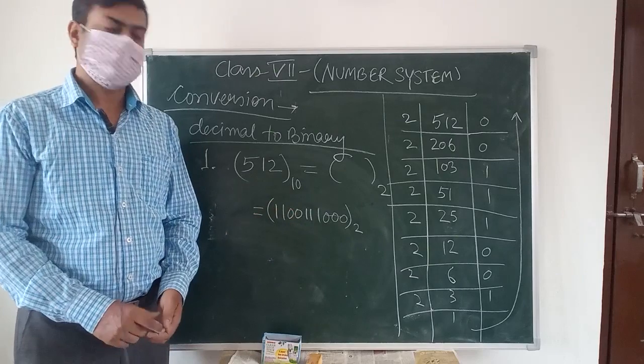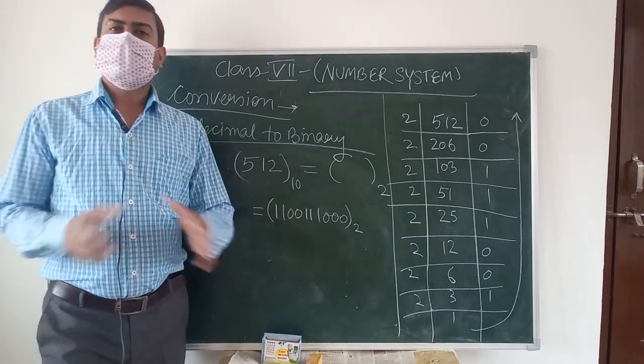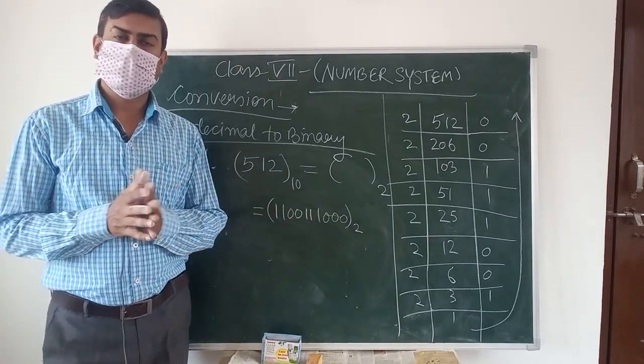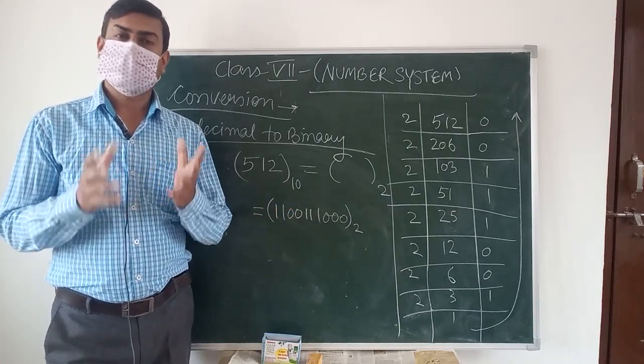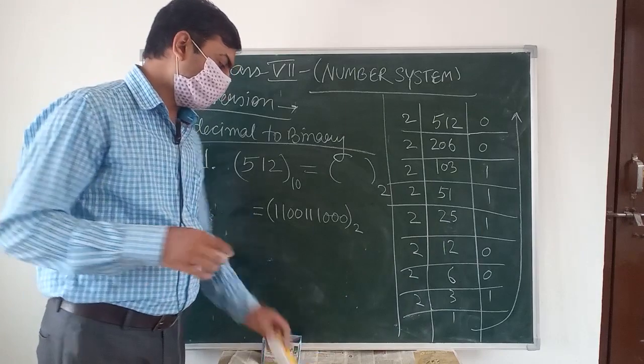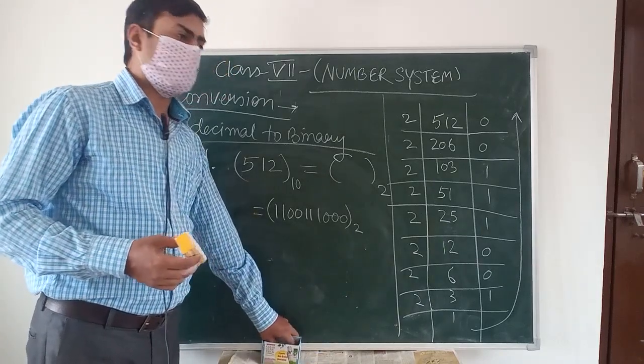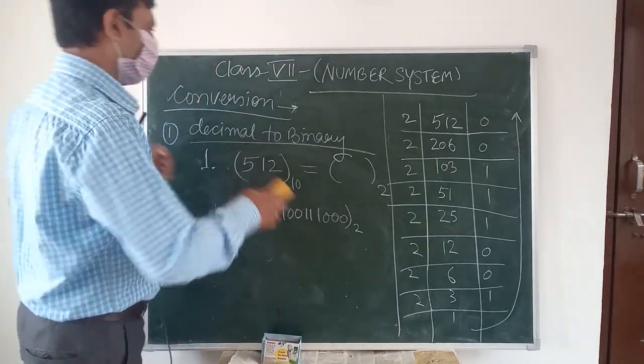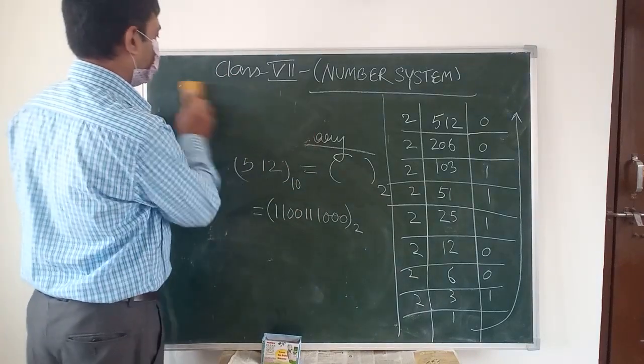So once again I am telling you, if you have to divide any number system, it can be easily converted. Methods are different for every number system. So today I have discussed decimal to binary. Over this, I am giving you two questions. Please note down in your copy.